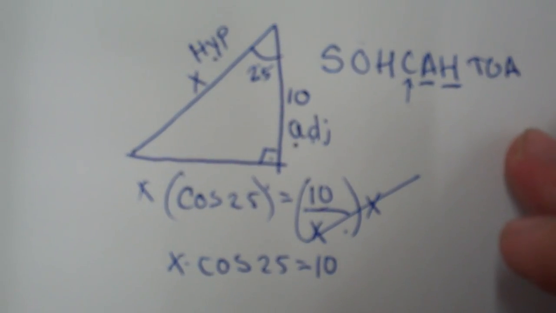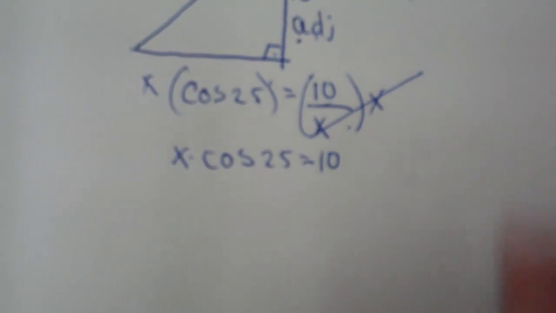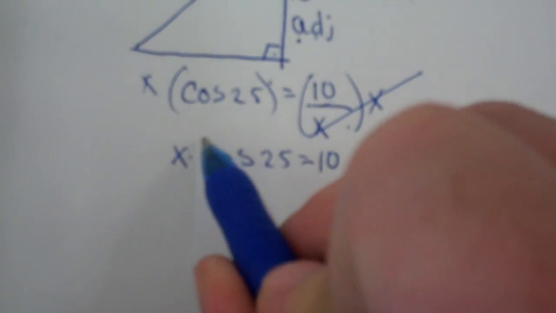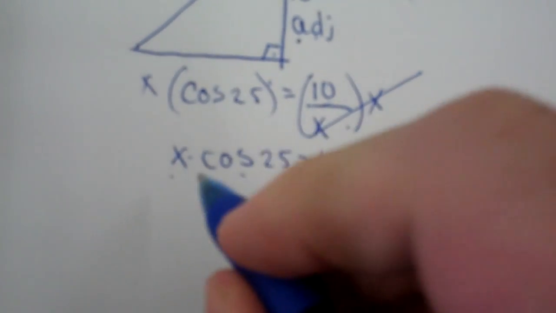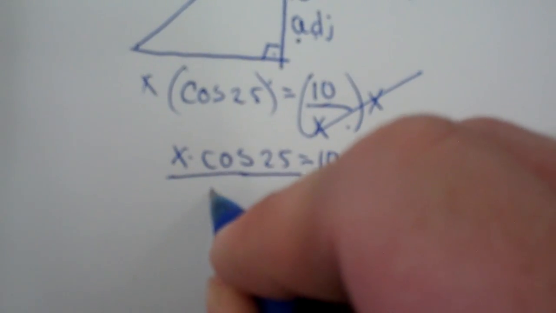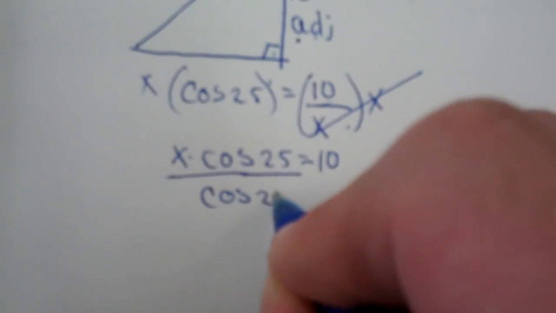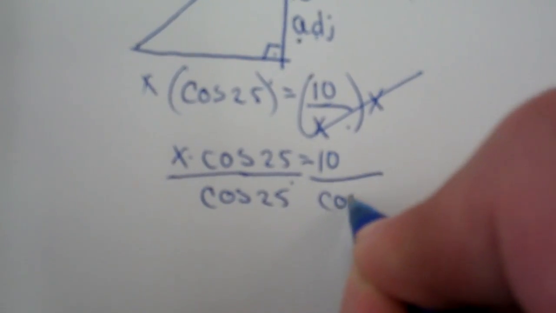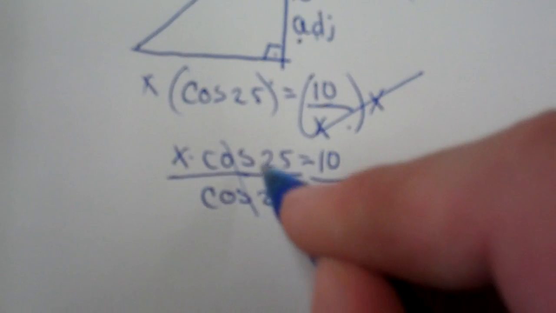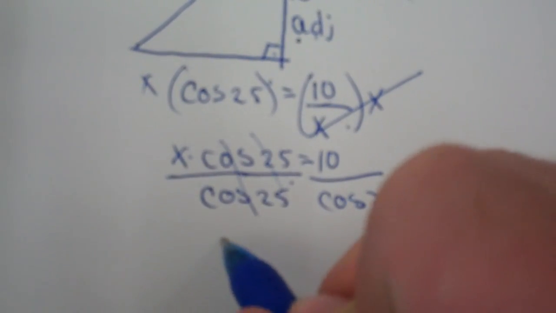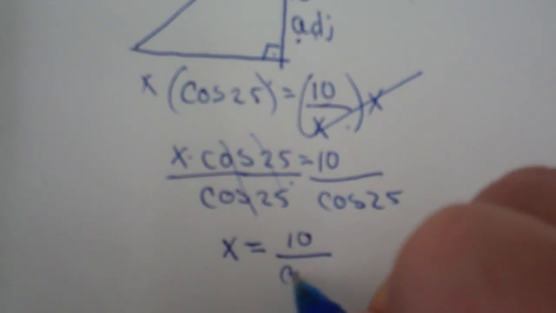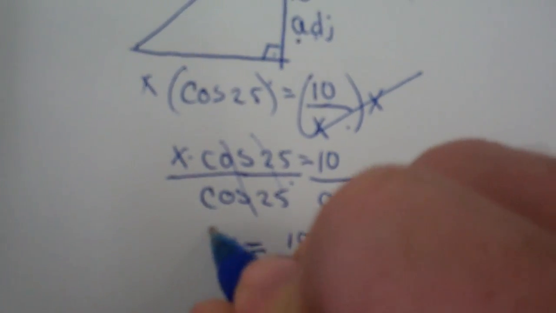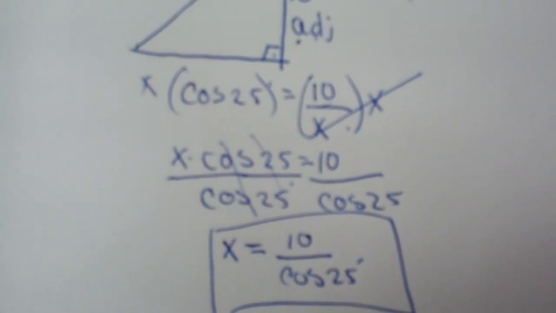We still have not solved for x, we have to solve for x. So to solve for x, I need to get rid of this cosine of 25. Since that's x times the cosine of 25, the way to remove it is by dividing. Dividing both sides by the cosine of 25. These cosines of 25 cancel out, and we have x equals 10 over the cosine of 25. You could type that in the calculator to try to get the answer to the nearest tenth.